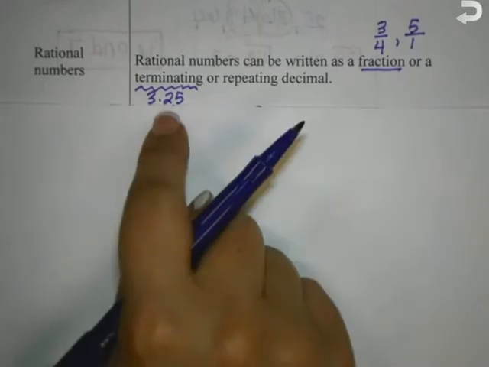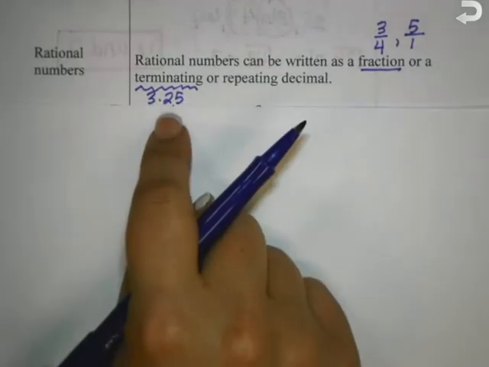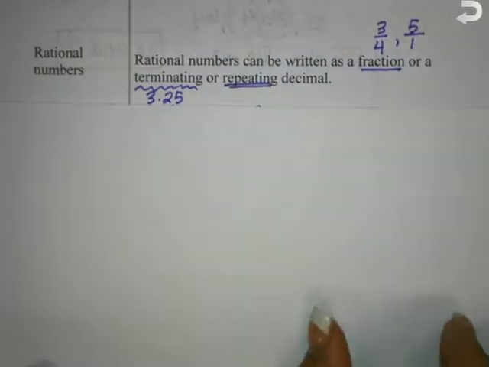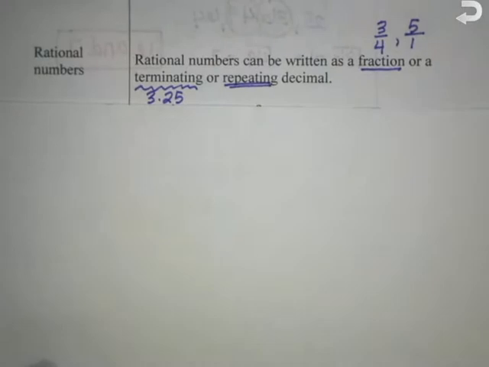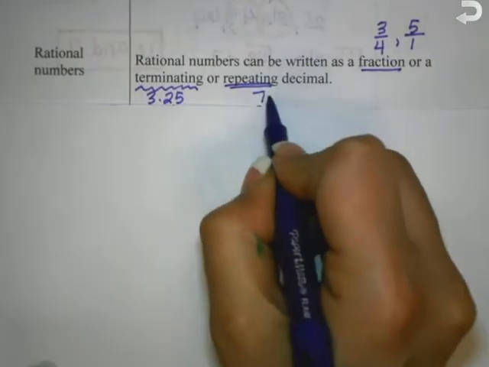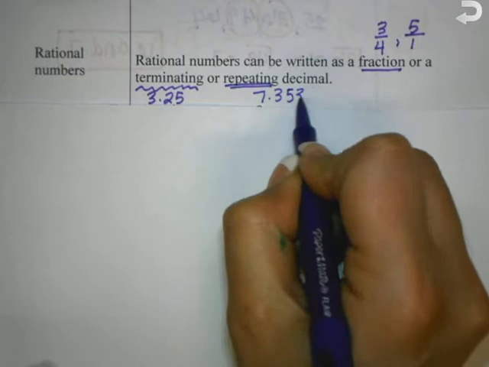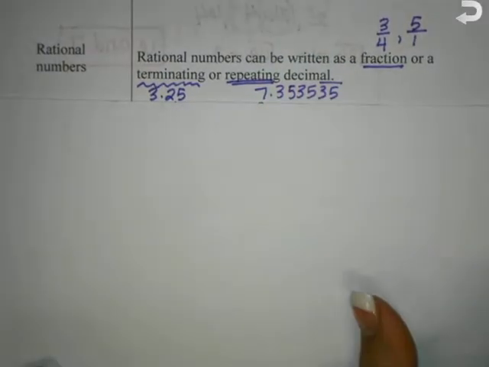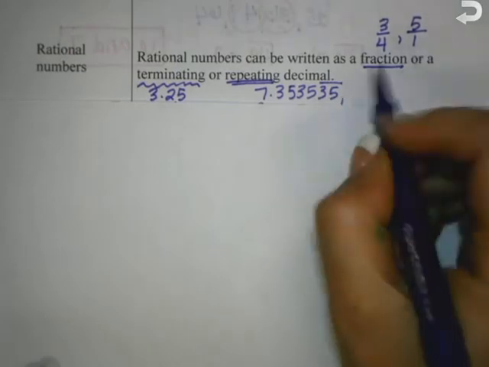We can also write a rational number as a repeating decimal. So what would a repeating decimal look like? It keeps going on, but the same number is repeating over and over, right? So something like 7.353535, and the 3 and 5 repeats over and over. Or even something like 5.6 repeating. Okay?